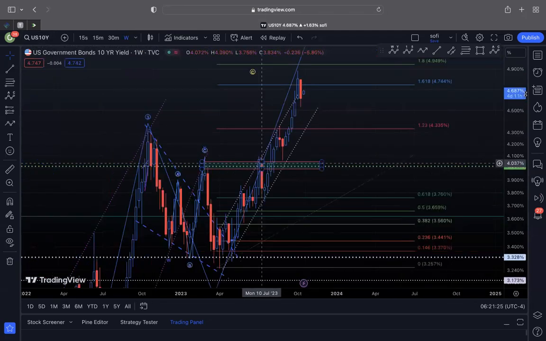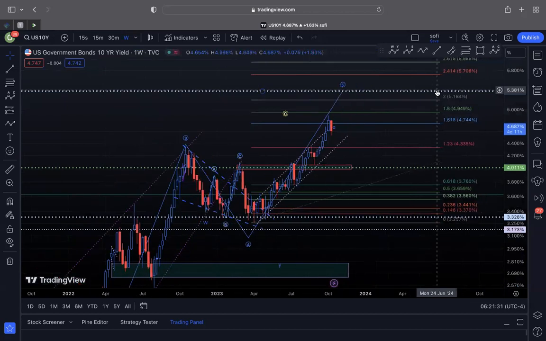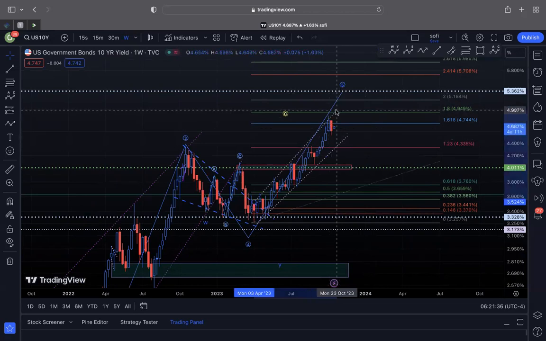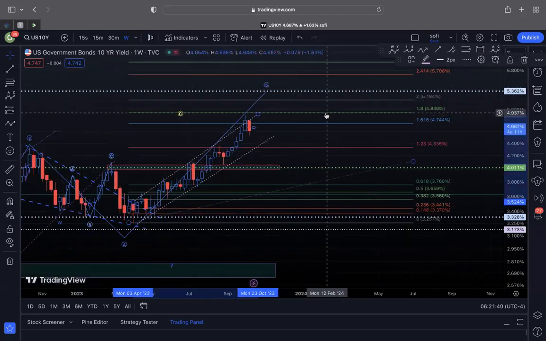And also the yields. They're not really slowing down. The next target is still at 5.3%. It's still holding on and hugging its channel. No breakdown on yields yet. Still in its wave 5.